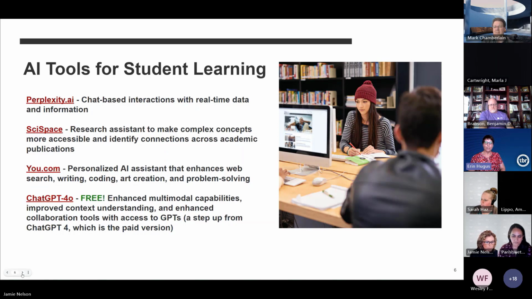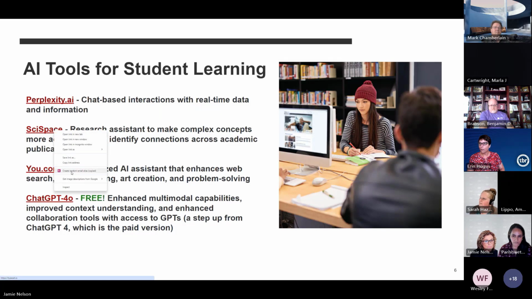The second one here was new to me when I was doing my research for this slide: SciSpace. And the URL, if we can put the URL in the chat there, because it's not the same, it's typeset.io. But when you go to that URL, what you'll see is the name of the product. And this one's really nice because it's really geared for being the role of a research assistant.